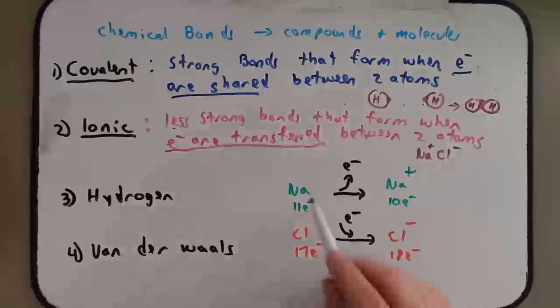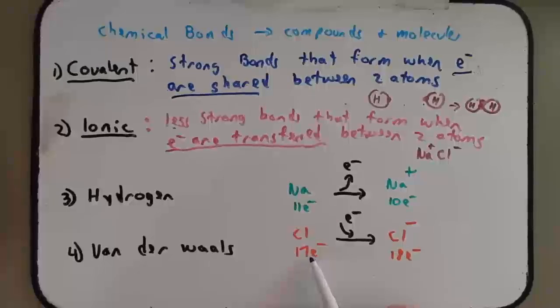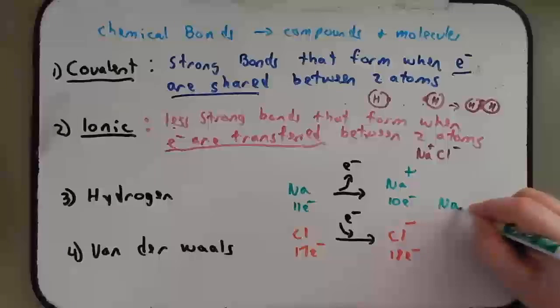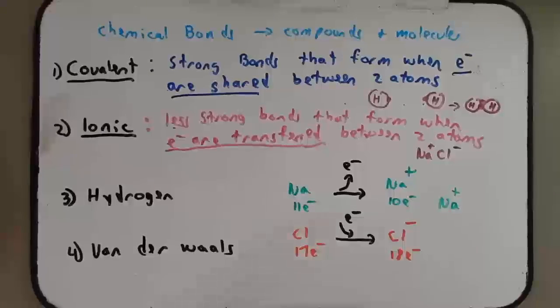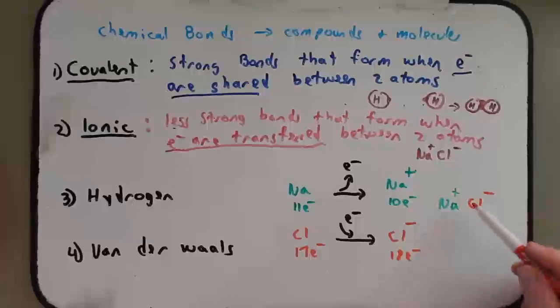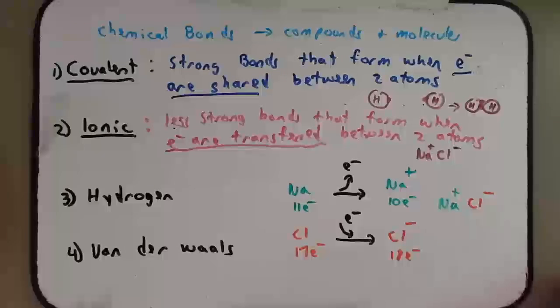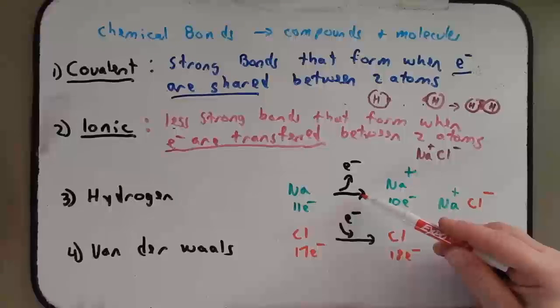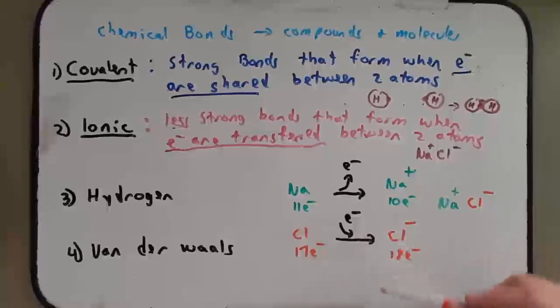So now that sodium has transferred an electron to chloride, it allows these two atoms to come together and form this ionic bond. Again, it's not as strong as a covalent bond, but it's still pretty strong. And it's the result of one atom transferring an electron to another atom.